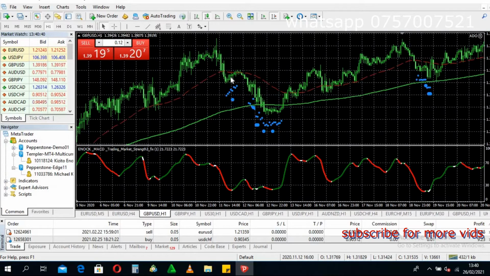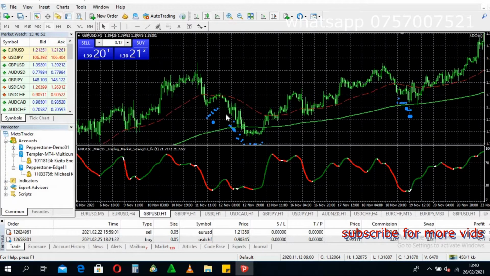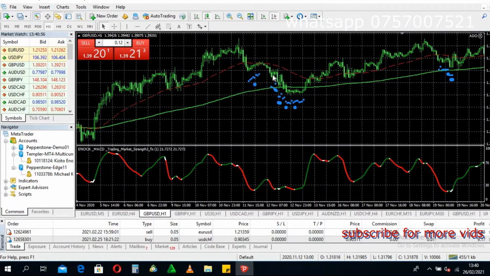So in this situation, we'd have taken a trade here. Let me say right now I'm using a lot size of 0.05 because I'm using a $3,000 account. So I would have entered the first trade at 0.05. Then when it doesn't go my way, another cluster is given here. I would enter another lot size like 0.03. Then another one here, I would enter another 0.03. So that's how we trade.